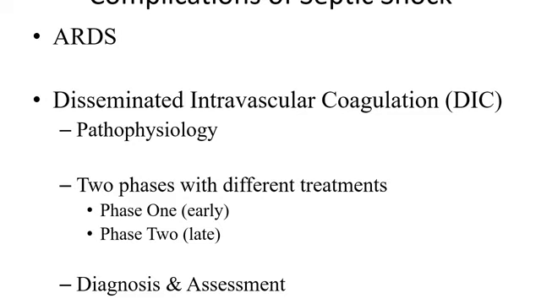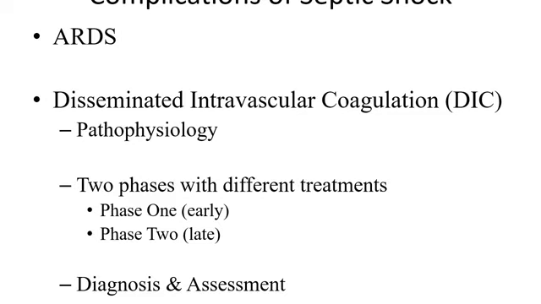Because what will happen is eventually they're going to run out of clotting factors. That's the phase 2 late stage of DIC. Now they can't clot at all. They've run out of clotting factors. So now they just start bleeding everywhere.